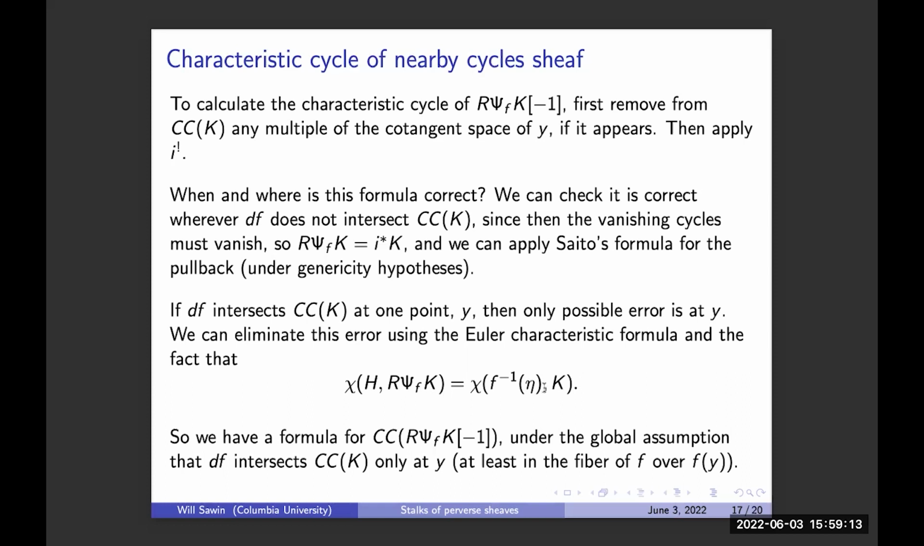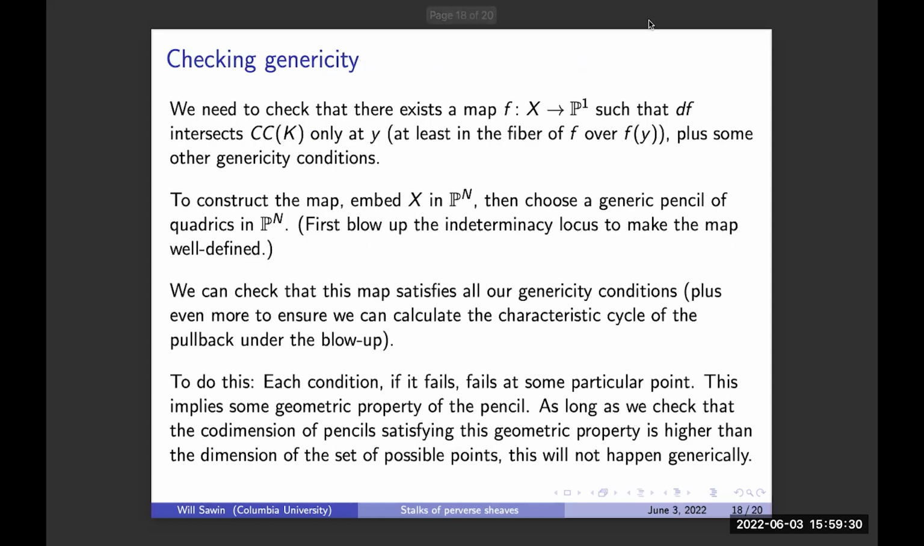So that gives us a formula for the characteristic cycle, which is proved to be valid under a kind of global assumption, under the assumption that df intersects the characteristic cycle only once in the fiber of F containing Y. So what we need to do to run the argument is construct such a map. We need to construct a map from X to the projective line such that the derivative intersects the characteristic cycle only at Y, and we need some other genericity conditions to make the pullback step work.